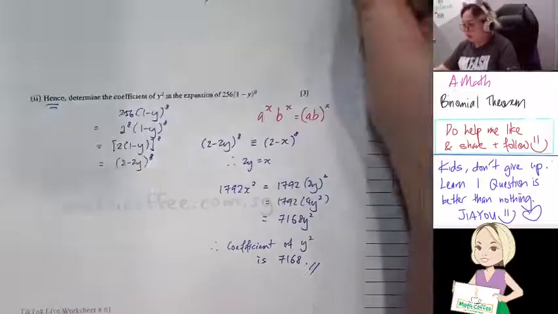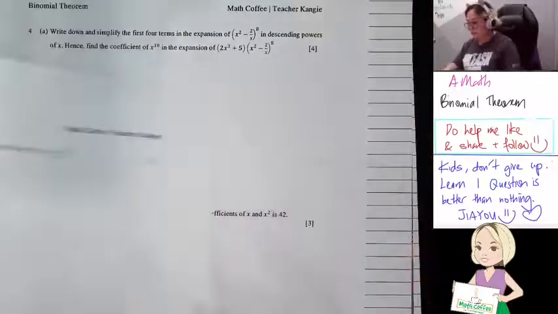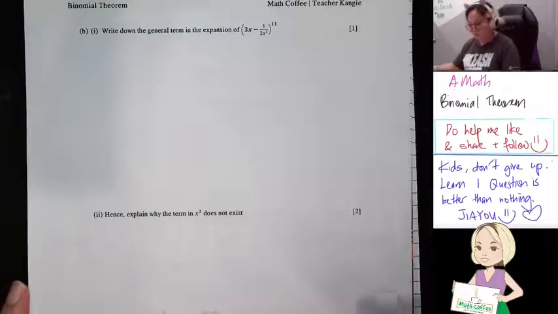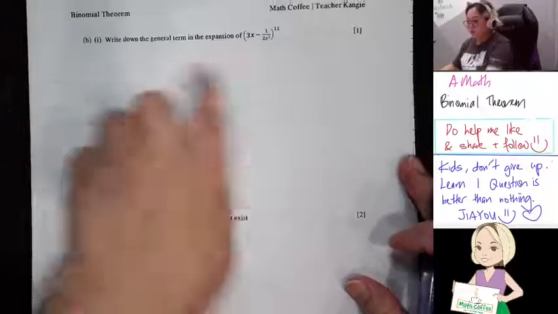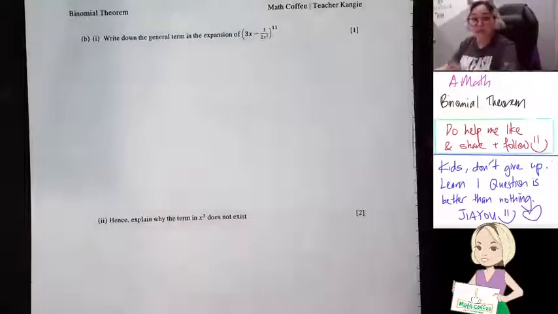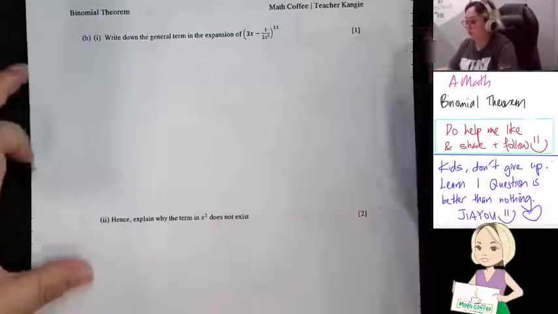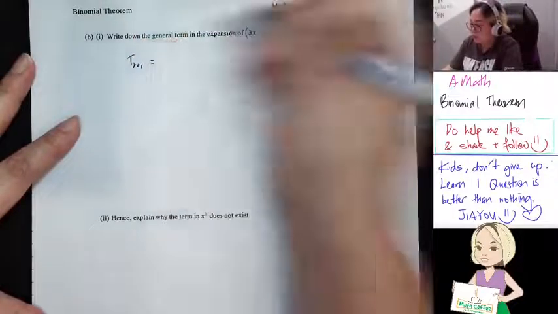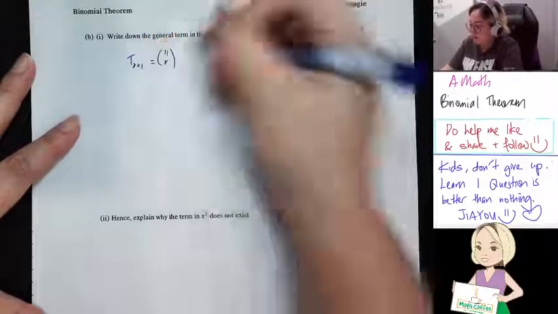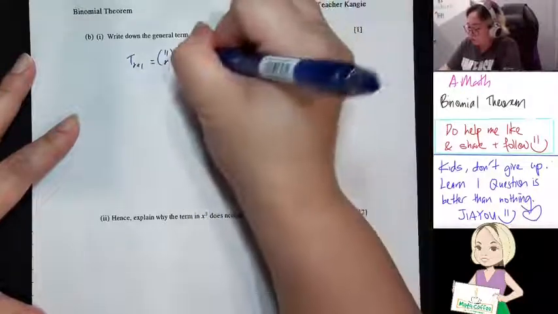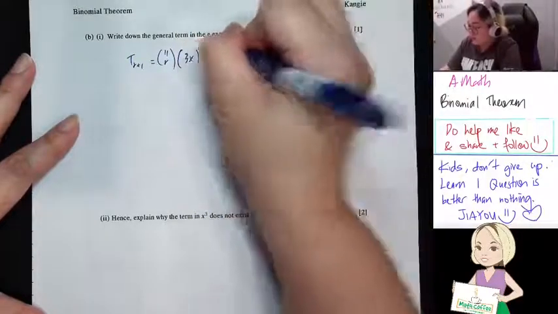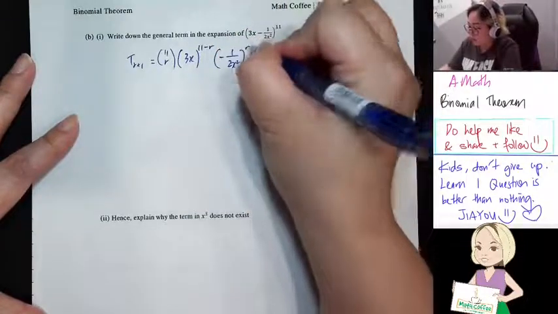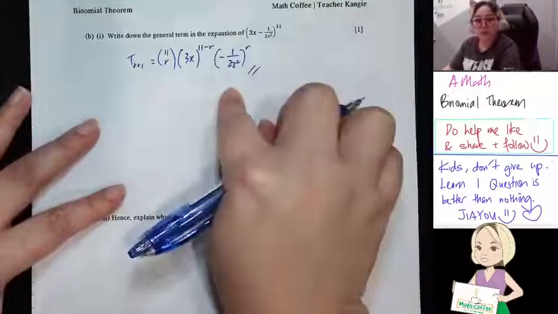Okay, let's move on. This is pretty straightforward. It's only 1 mark. They ask you to write the general term. Just now, in the first few questions, we have been doing a lot of general term, so you should be able to do this one. You will just say T(r+1) equals 11Cr, my a, which in this case is 3x to the power of 11 minus r, and my b is minus 1 over 2x squared, to the power of r. That's all. Full stop. This is the general term. 1 mark.